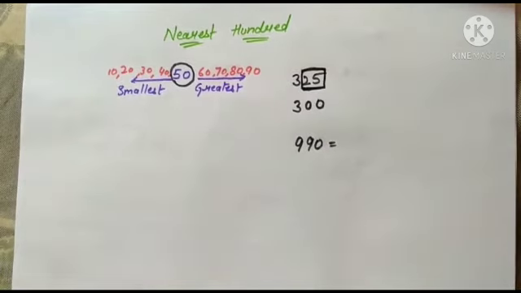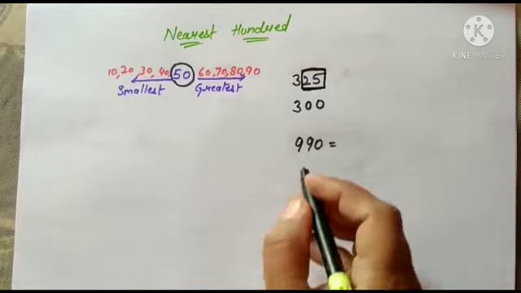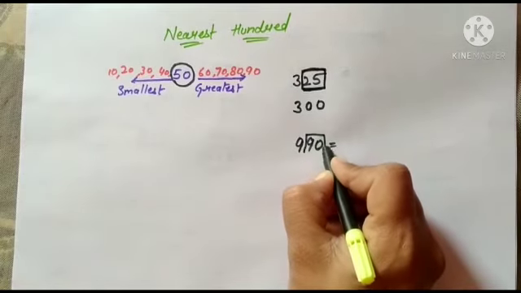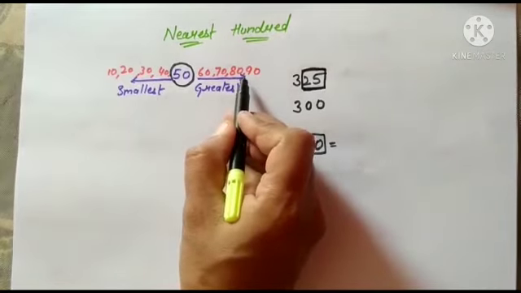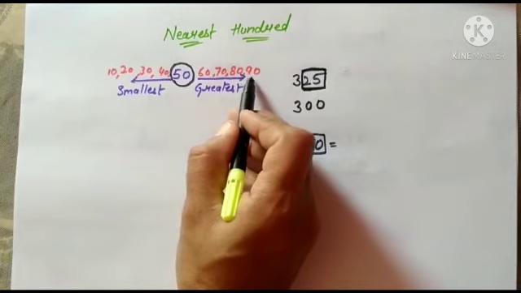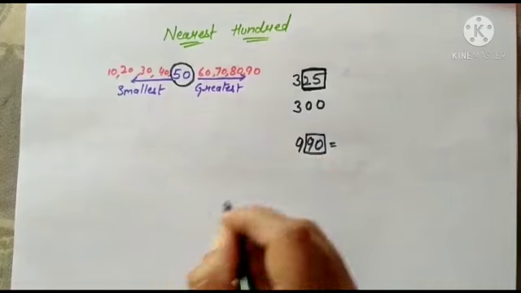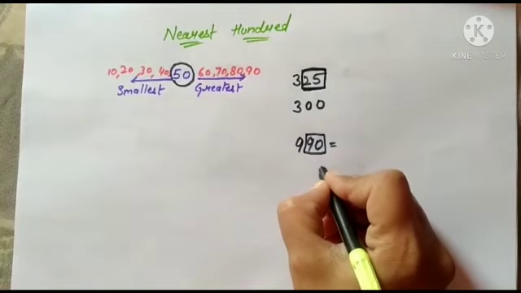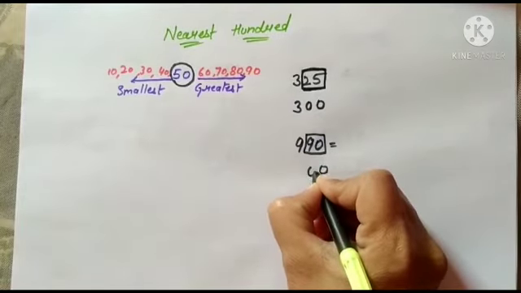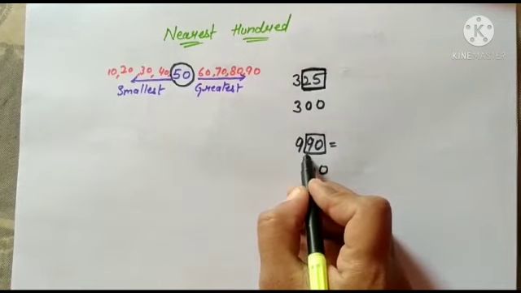In 990, we will see the last two digits. It is greater than 50. See here, 90 is greater than 50. So for the last two digits, we will put 0.